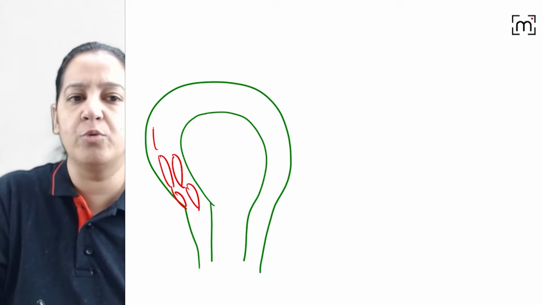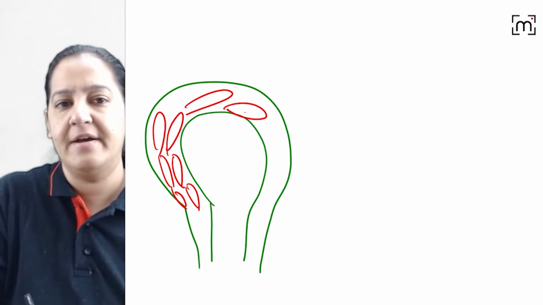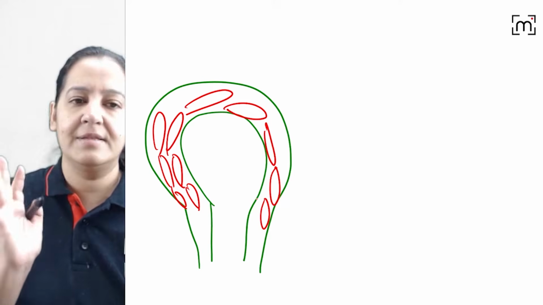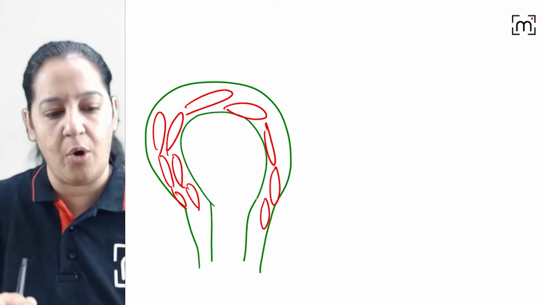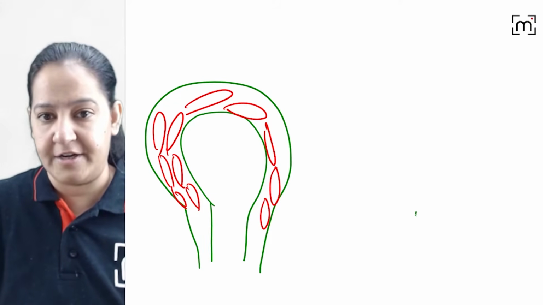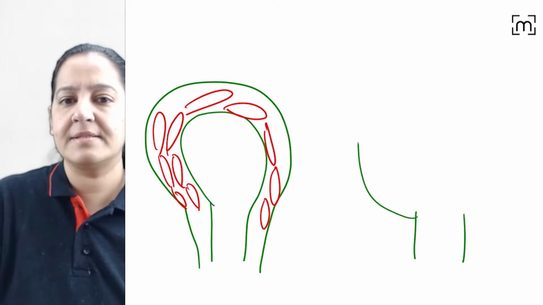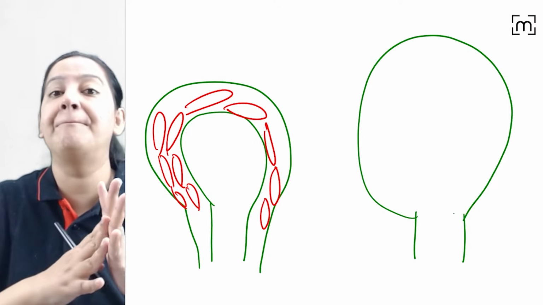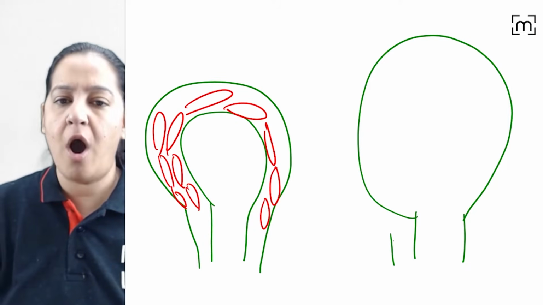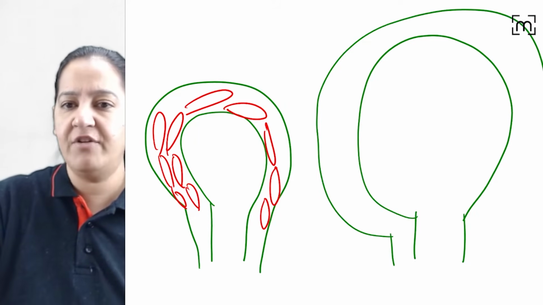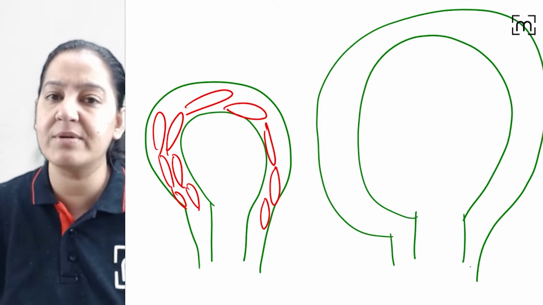Let me draw a few smooth muscle cells for the sake of understanding, right? These are the few cells. This is the size of a normal uterus. Now, this lady got pregnant. If she got pregnant, the size of the uterus increases abruptly, right? To accommodate the fetus inside it. Have you ever thought why the size of the uterus is increasing abruptly?